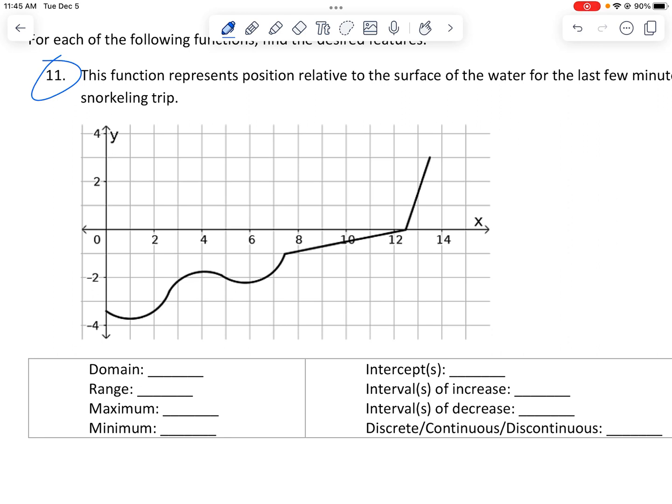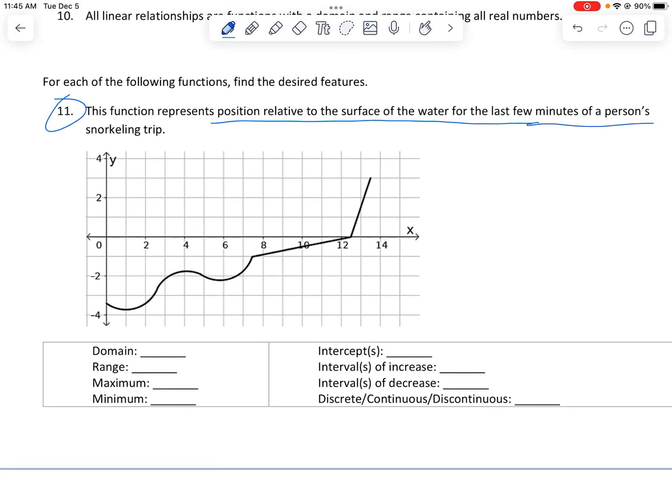This is about position relative to the surface of water. Last few minutes of a person's snorkeling trip. So they went down underwater, kind of go up and down, and then they come out of the water. So when you write down the domain, it's how far left and right this function goes. Well, it does have a distinct start point here, which that x value is 0. And then it stops over here, which is about halfway between 13 and 14. So we can go from 0 to 13.5.